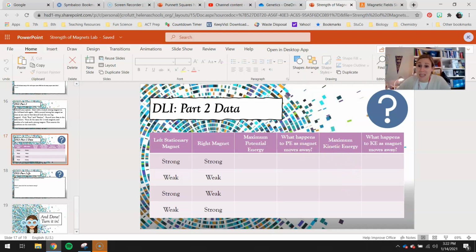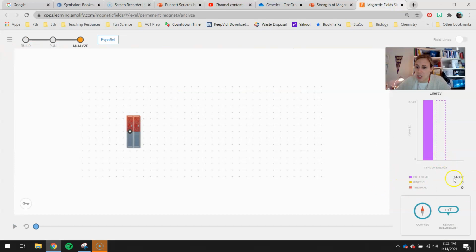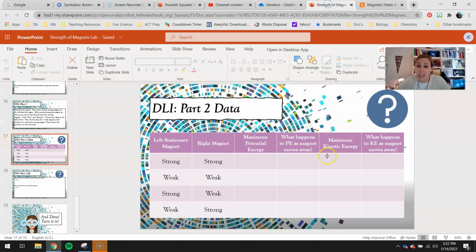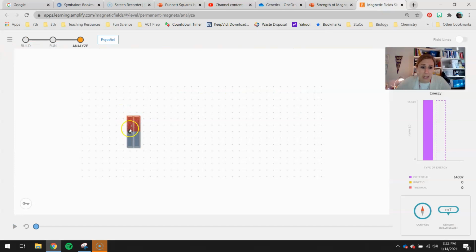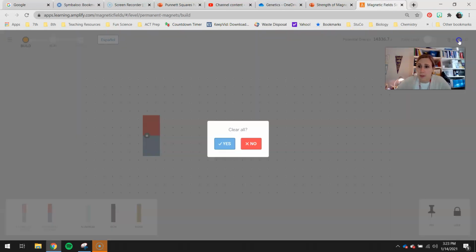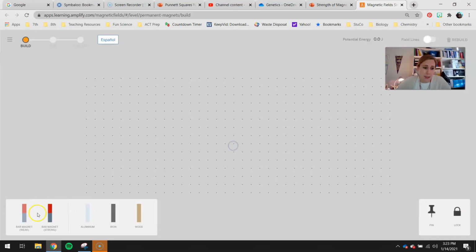What's the maximum kinetic energy? So again, examine that chart over here to tell me what the maximum kinetic energy is, and then what happens to the kinetic energy as the magnet moves further and further away. Okay, then change up so where you guys have a weak magnet locked in place over here. Okay, let's go ahead and rebuild. Yes, weak magnet over here, locked in place, and then another weak magnet right next to it repelling.